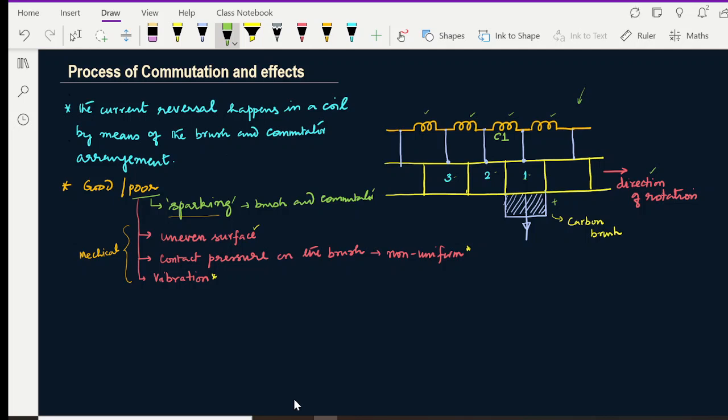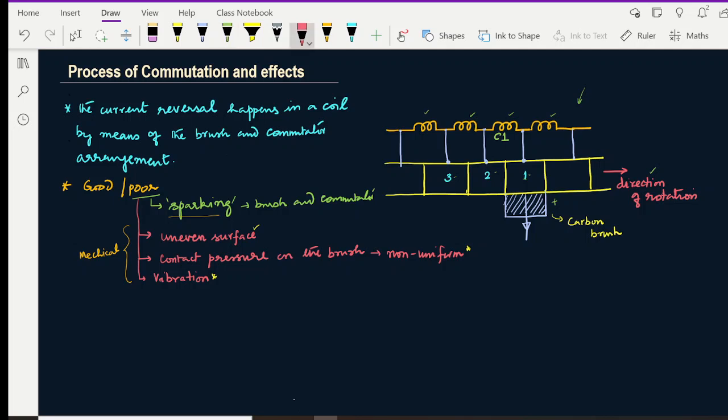So what we are going to do now is see some snapshots of the motion of the commutator segment along with the armature with respect to the position of the brush. That means when that continuous rotation happens, what are the changes happening in the coil, in the commutator segment, and in the brush.